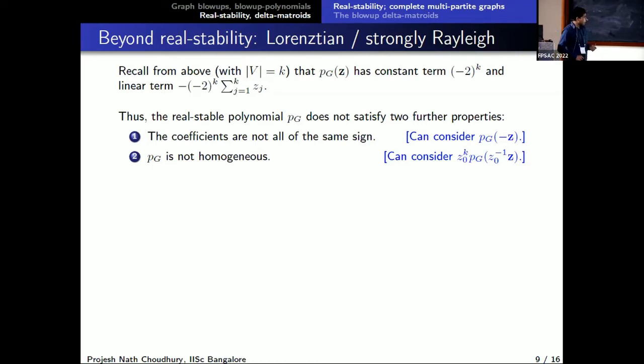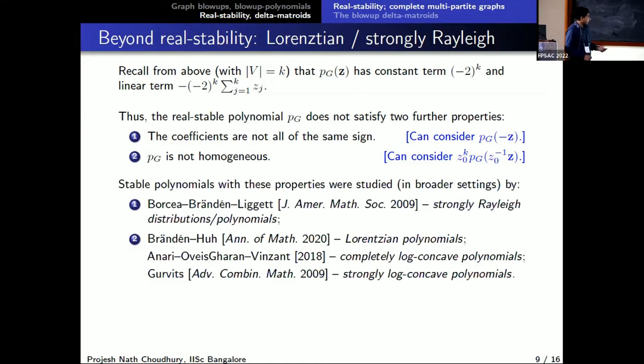To bypass this, one can consider PG of minus Z, then this minus sign goes inside and the signs are equal. But one must of course check the higher order terms, the quadratic term or the cubic term. Are they also the same? Similarly, there is a constant term and a linear term, so the polynomial is not homogeneous. For this, there is a standard trick of homogenizing the polynomial. If I want to bypass both of these obstacles, I have to take the minus sign inside. Now the question is, why do I want to bypass these obstacles?